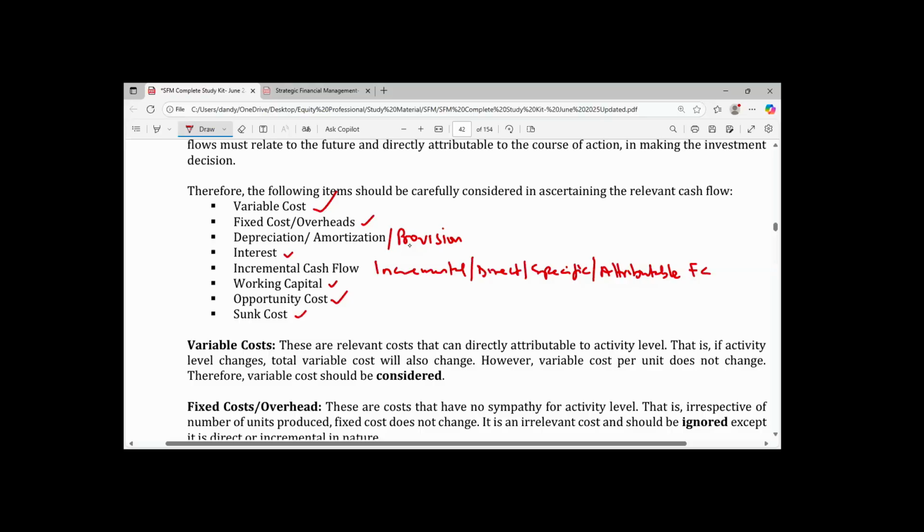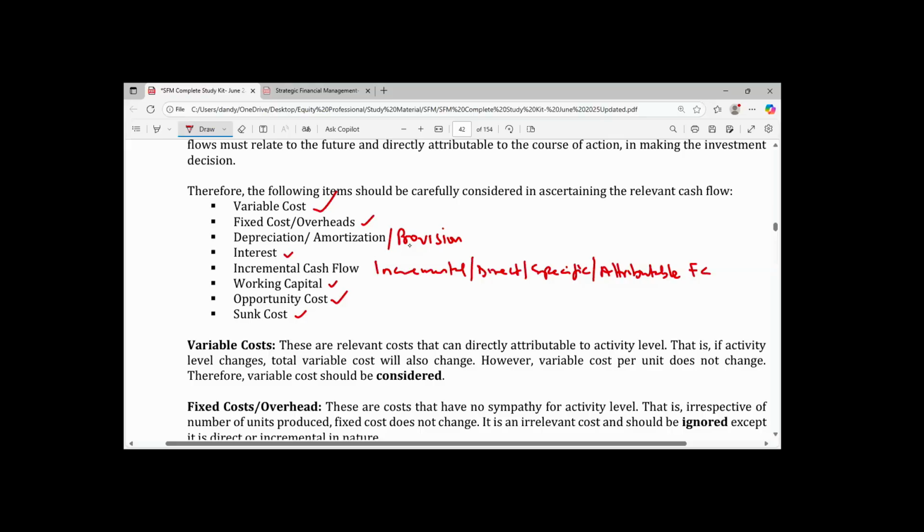Let's talk about each of them because on the day of your exam, you are going to see some of them in a question. How do you treat all these cash flows or these line items when you see them in a question? So let's talk about it.